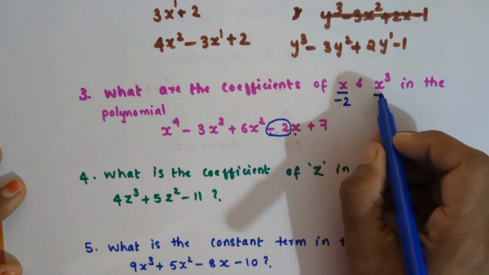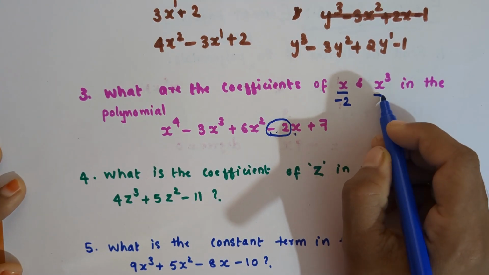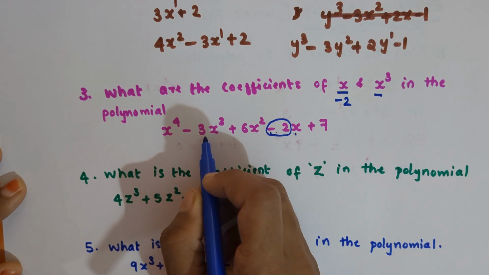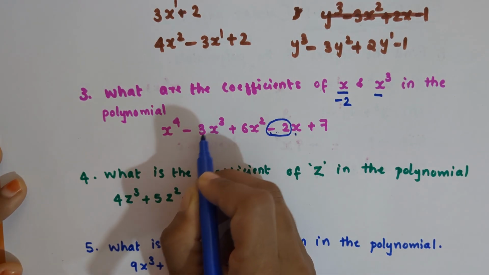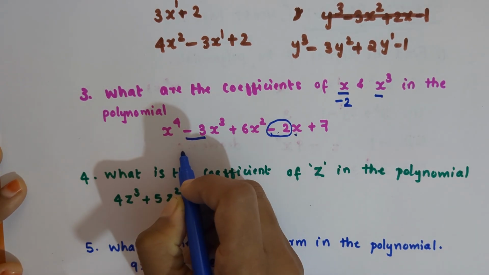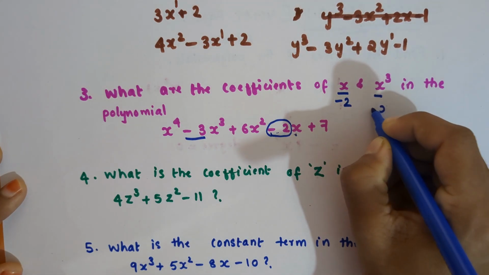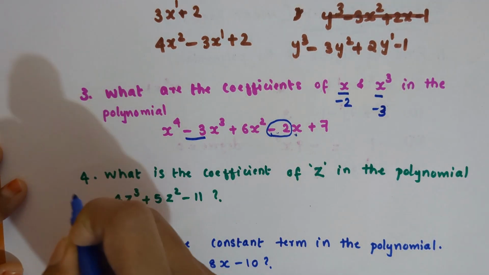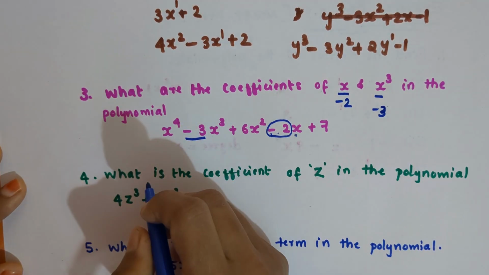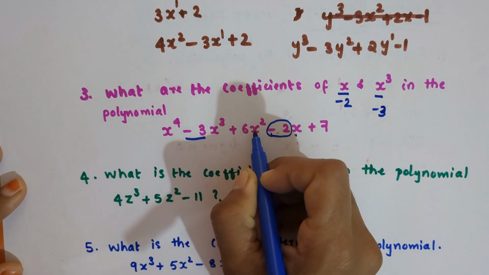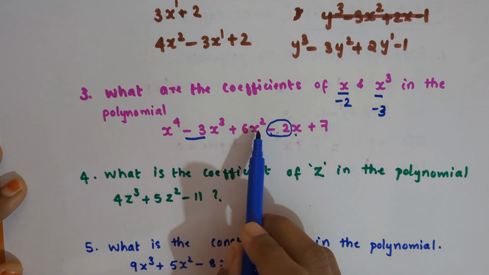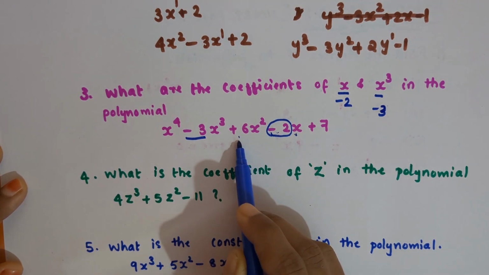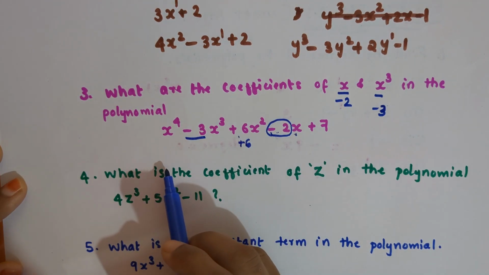And we want to write the coefficient of x cube. So x cube is here. The term associated with that x cube is minus 3. So the coefficient of x cube is minus 3. Now, if you want to write the coefficient of x square, you see x square is here. The term associated with x square is plus 6. So the coefficient of x square is plus 6.